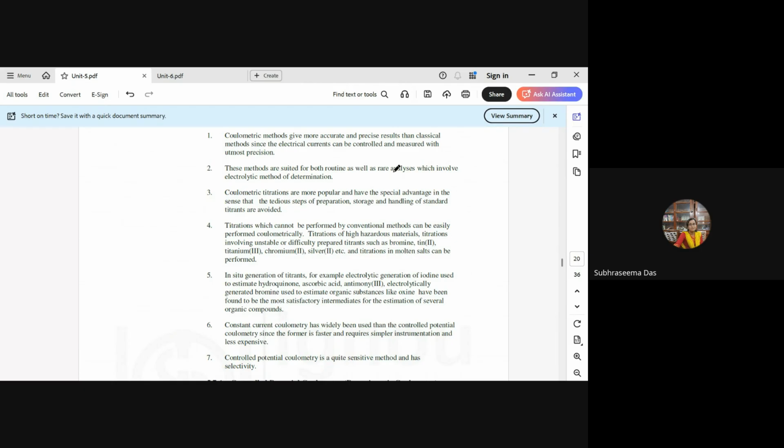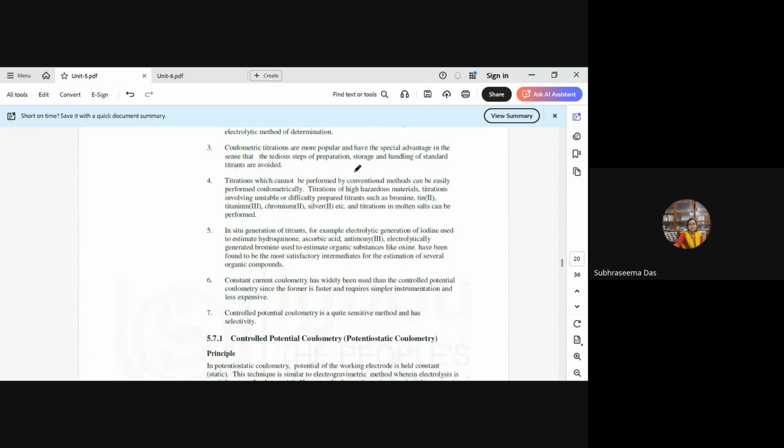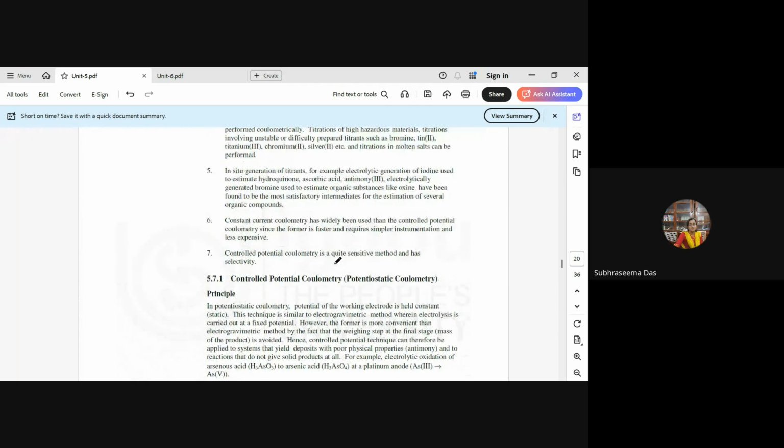Coulometric titrations are more popular and have the special advantage that the tedious steps of preparation, storage and handling of standard titrants are avoided. Titrations which cannot be performed by conventional methods can be easily performed by coulometry. Titrations of hazardous or unstable materials can also be performed by coulometry. In situ generation of titrants, for example, electrolytic generation of iodine used to estimate hydroquinone, ascorbic acid, antimony, and electrolytically generated bromine used to estimate organic substances like oxime, have been found to be very satisfactory by this method.